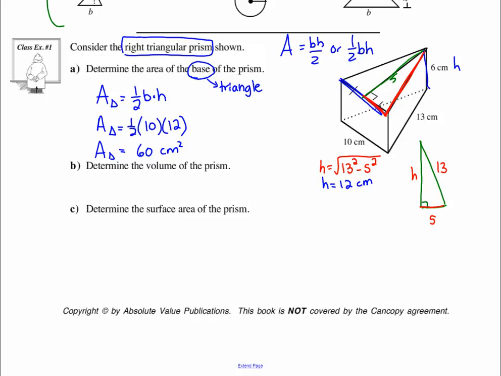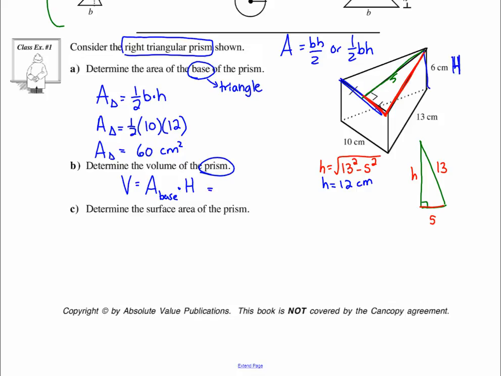Okay, the volume of the prism. So what's the formula for a volume of any prism? Area of the base times the height. Now usually they use big H, so that you don't confuse it with the height of maybe your shape. You can use little h, it's fine too. So what is big H? What's the height of our prism? The 6, right? That's the height we're talking about, the height of the prism.